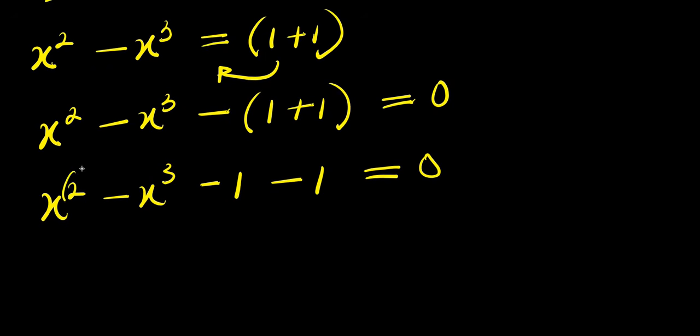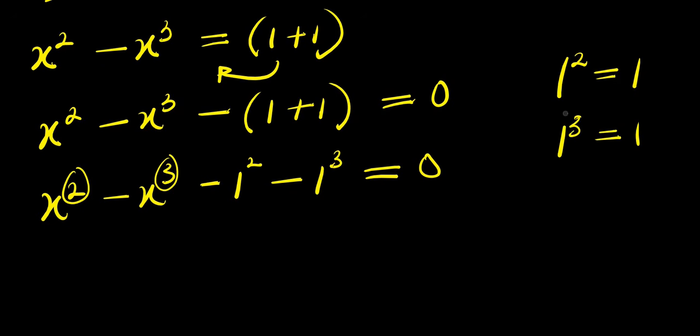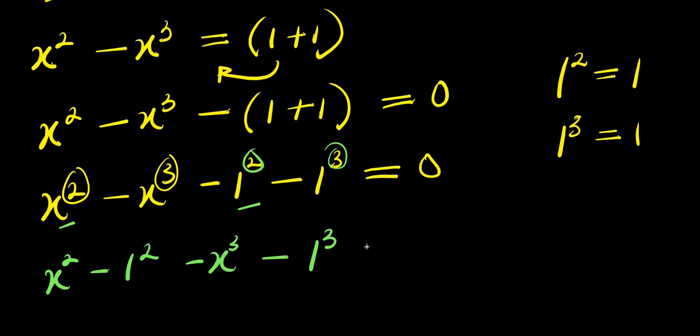So I have power 2 here, I have power 3 here. I can also raise this to the power of 2, I raise this to the power of 3, because 1 power 2 is the same thing as 1, and 1 power 3 is the same thing as 1. So by expressing them this way, I can group them. Corresponding exponent, I have x power 2 minus 1 power 2. Then I have minus x power 3 minus 1 power 3, and this equals 0.